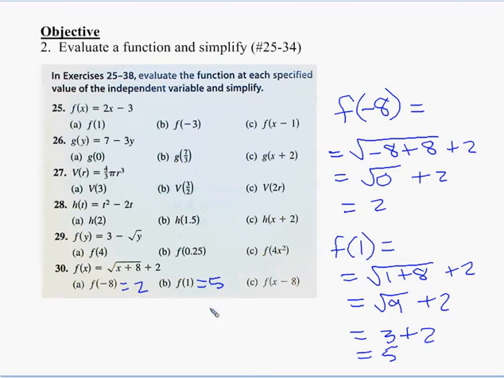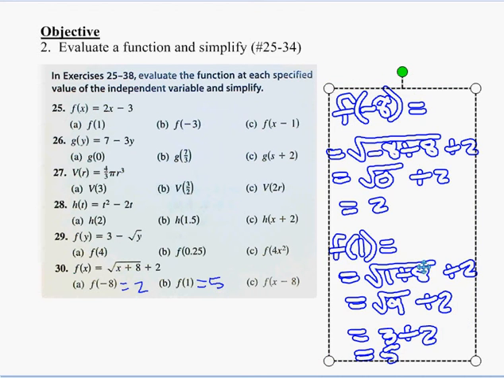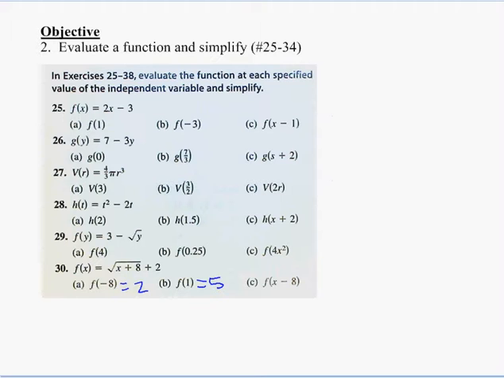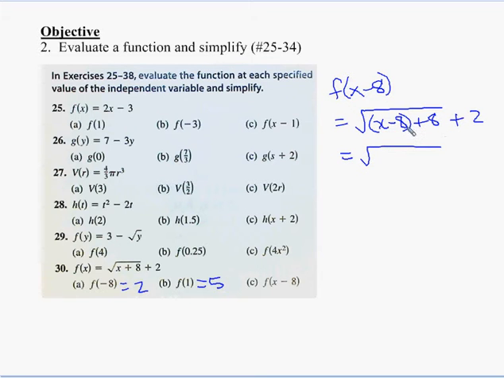Well, what if you have an expression? You do basically the same thing, it's just you have to simplify it. So here we go, f of x minus 8. I'm going to take that whole expression and plug it into the square root. So the square root, it's something plus 8, but the thing that's going to be plugged in is the x minus 8. So if we simplify underneath here, -8 plus 8 cancels out to just x, and then you just bring down the 2.